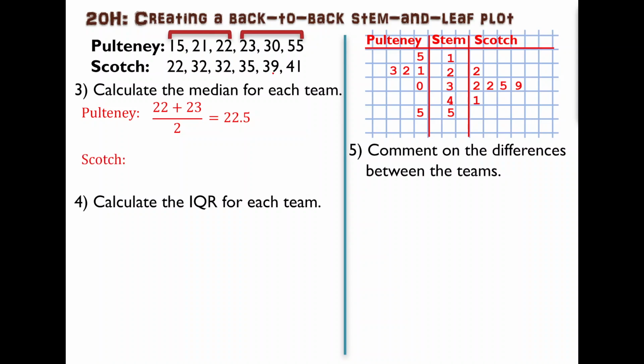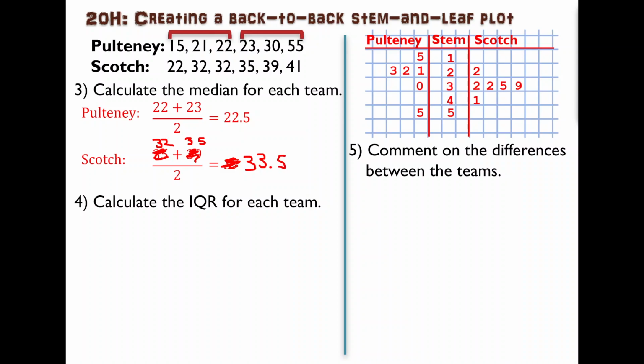And we can do the same for Scotch as well. Conveniently, Scotch is also already ordered, so I can get the middle two numbers. Oh no, I've made a mistake. Look, 32, 35, 39, that's not right. It should be 32 and 35. Is that right? Yeah, 32 and 35. And what is 32 plus 35 divided by 2? It is 33.5. There we go. That's better.